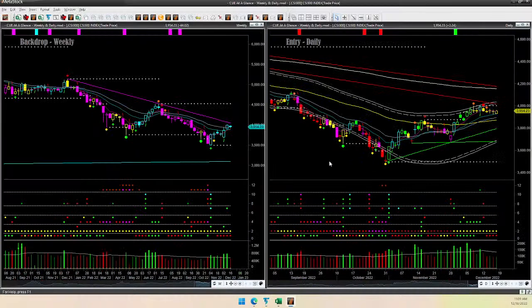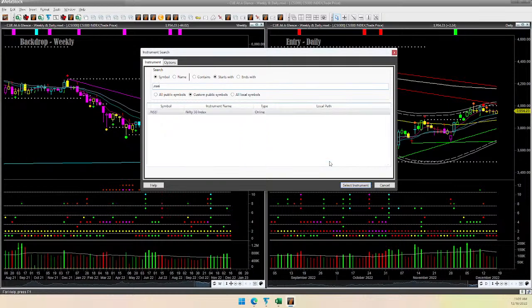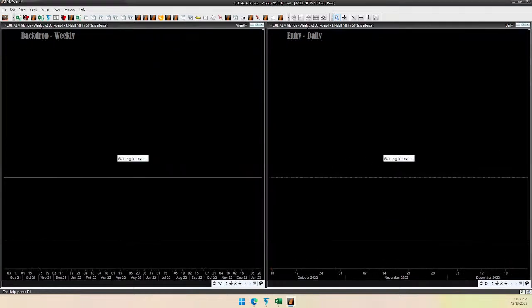What about India's Nifty 50, which was the strongest of the global markets earlier?